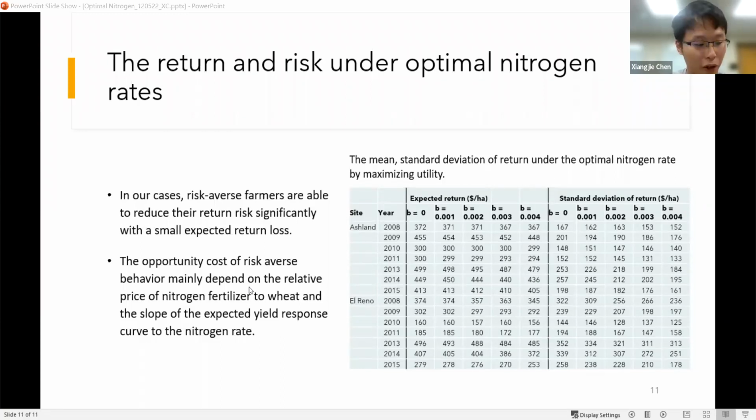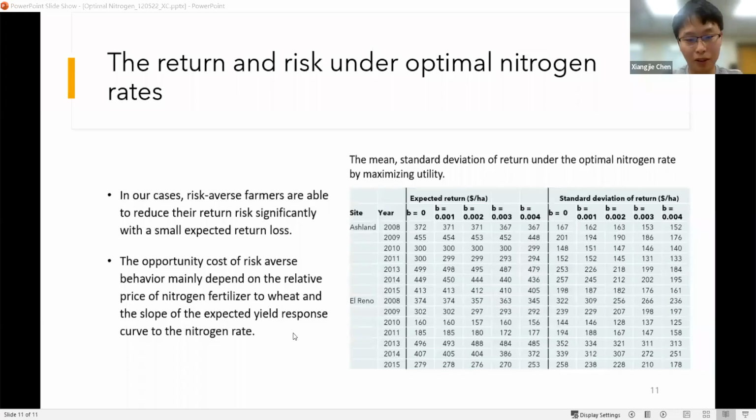But this depends on the case. In our case, it maybe depends on two aspects. The first is the relative price of nitrogen fertilizer to wheat. If there is a very high relative price of nitrogen fertilizer, that means a reduction of nitrogen fertilizer will save a lot of fertilizer cost. And it also depends on the slope of the expected yield response to the nitrogen rate. A lower slope of the yield response means that when we reduce the nitrogen rate, we will not cause a lot of decrease in yield. That's basically what we do for now.